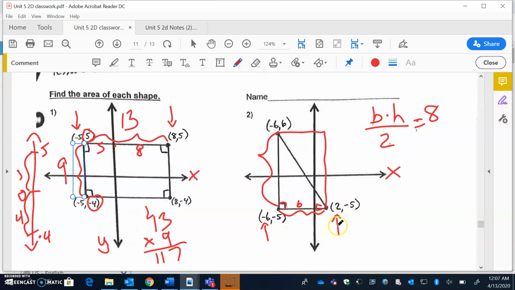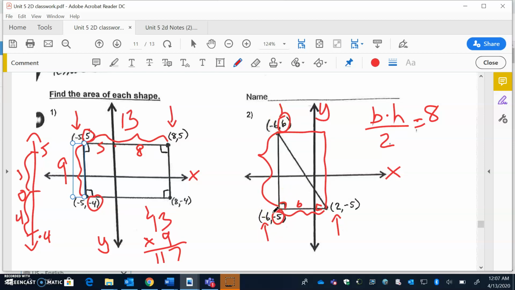But anyway, all right. Height goes up and down just like the y-axis. So I'm going to use my y coordinates. So I'm going to use the 6 there, and I'm going to use the -5.